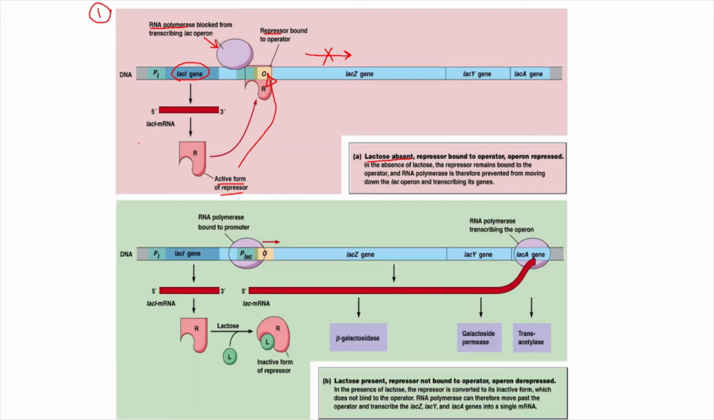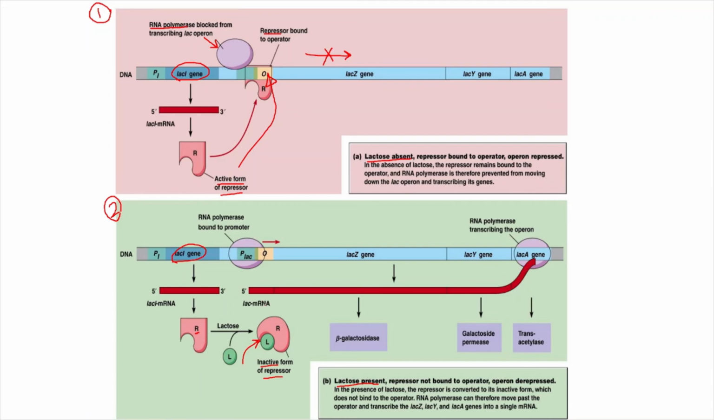Now let us see the second case, when lactose is present in the media. What will happen if lactose is present? As I have already told you, this LAC-I gene codes for the repressor protein. Now if lactose is present, this lactose will bind to the repressor, and the binding of lactose to the repressor makes the repressor inactive. As a result, this repressor is no longer able to bind to the operator.